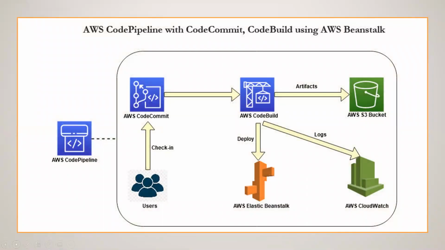This is the diagram. The user is checking the code in the CodeCommit, and CodeBuild will create the build using that code, taking the code from the CodeCommit, and after that, it will deploy. CodeCommit will deploy that code to the AWS Beanstalk, and also it will keep the logs in the CloudWatch, and it will keep the artifacts in the AWS S3 buckets. We will see all those things in our POC.